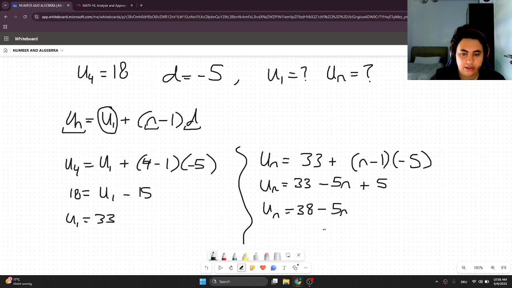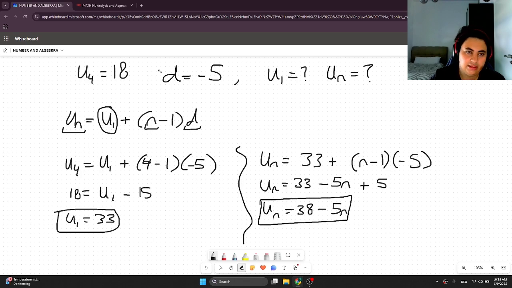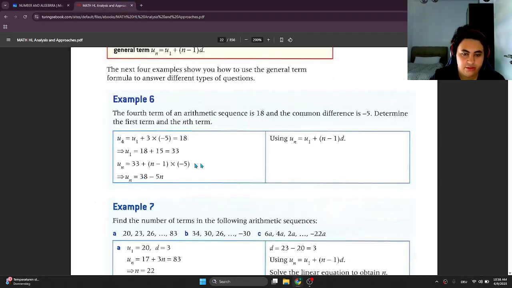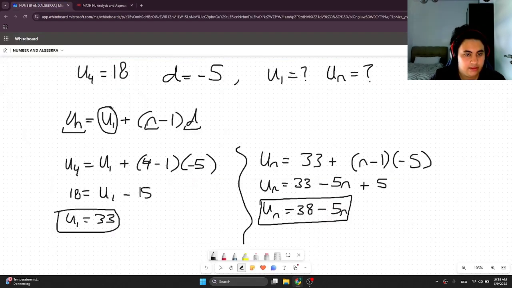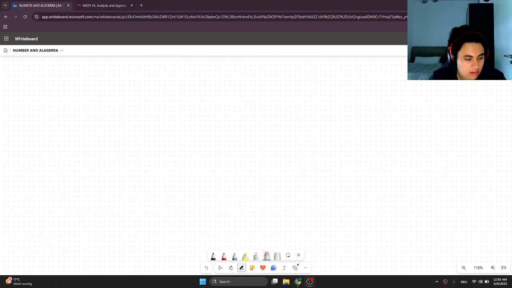So these are our two solutions. We have u1 is equal to 33 and un is equal to 38 minus 5n. Let's check our answer. So u1 is equal to 33, un is equal to 38 minus 5n. That is correct. Okay, let's move on to the next question.